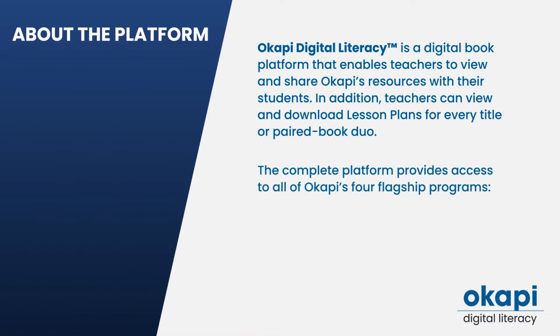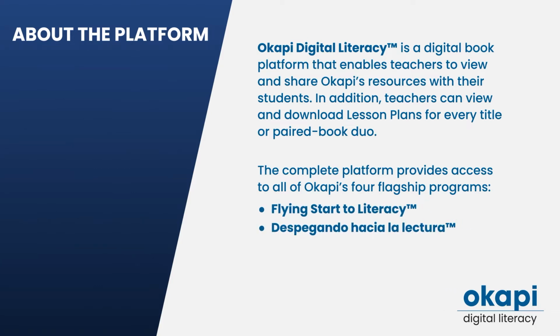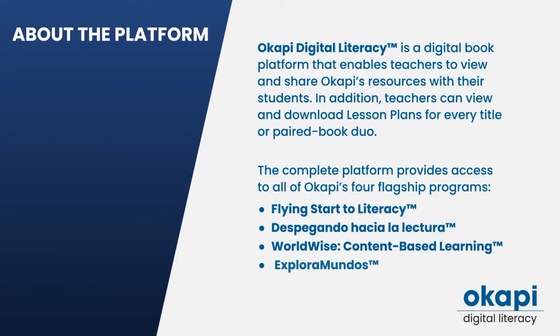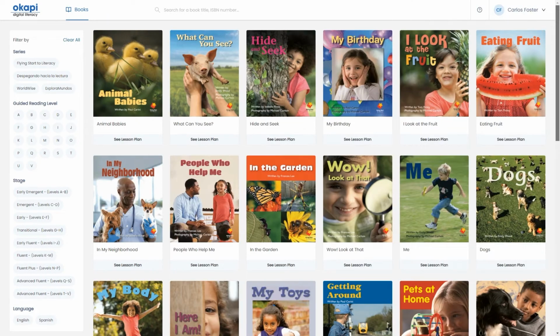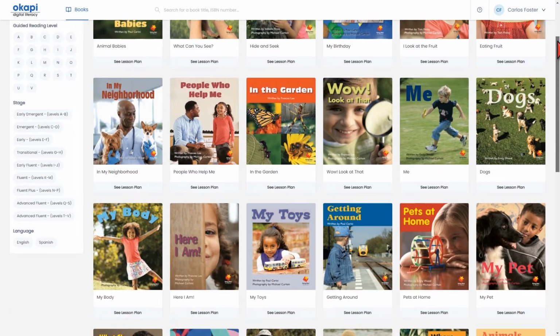The complete platform provides access to all of Okapi's 4 flagship programs: Flying Start to Literacy, Despegando hacia la lectura, Worldwise Content-Based Learning, and Explora Mundos. When you arrive on the platform, you will be presented with the entire array of titles to which you have access. Books appear on the platform in a straightforward way.